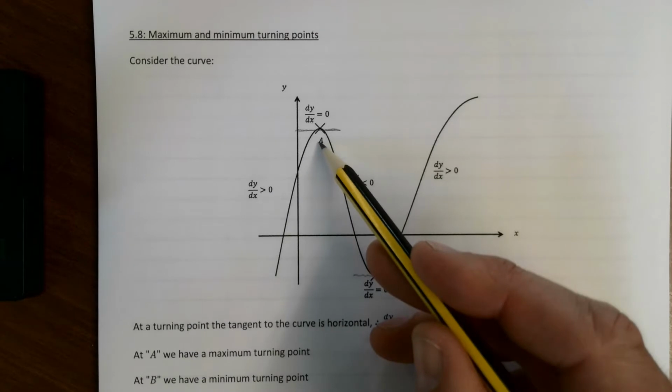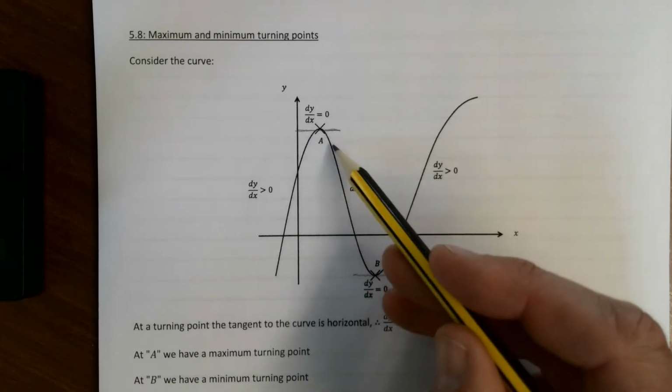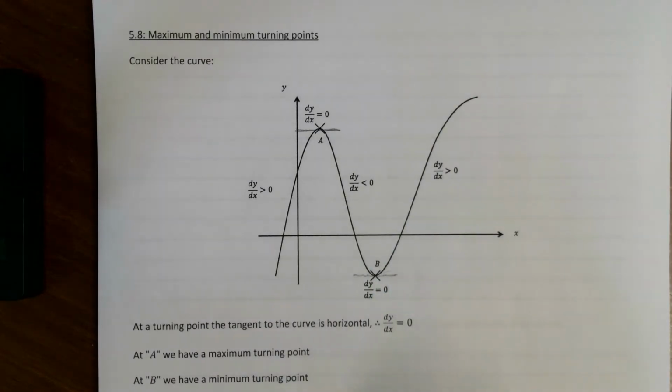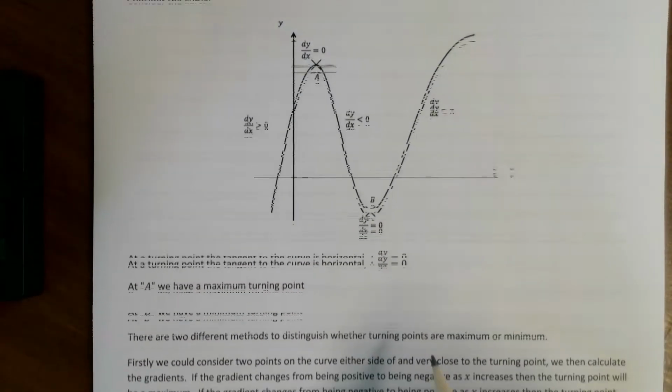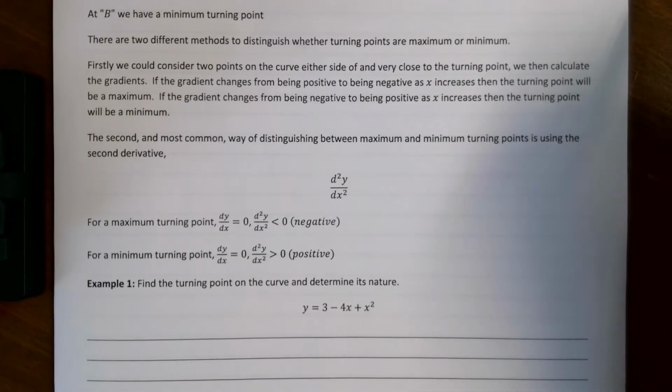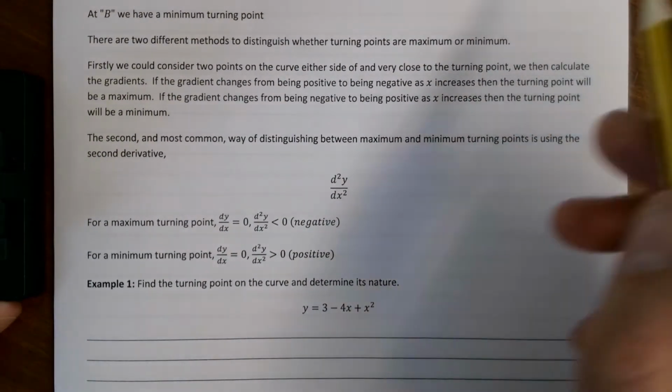At A, we have a maximum turning point. Obviously it's going up and then coming down. At B, we have a minimum turning point. There are two different methods to distinguish whether turning points are maximum or minimum.